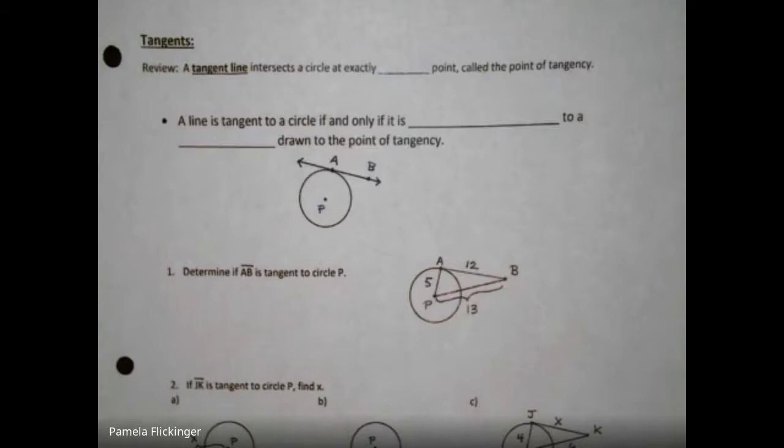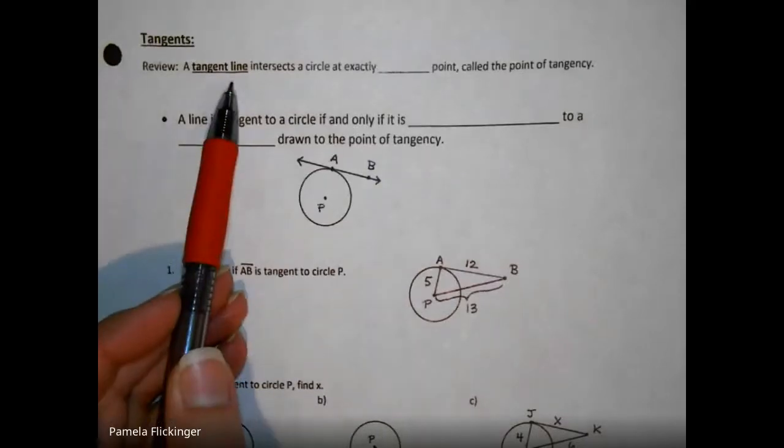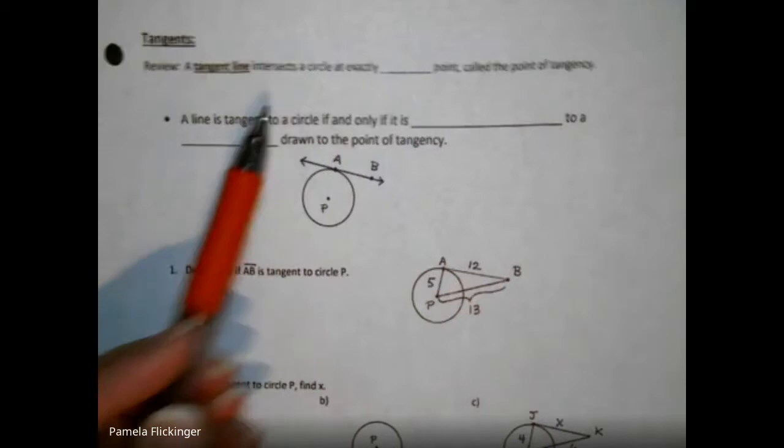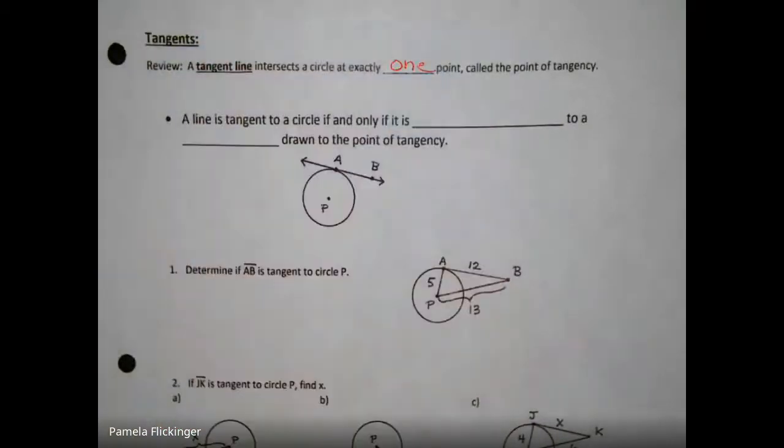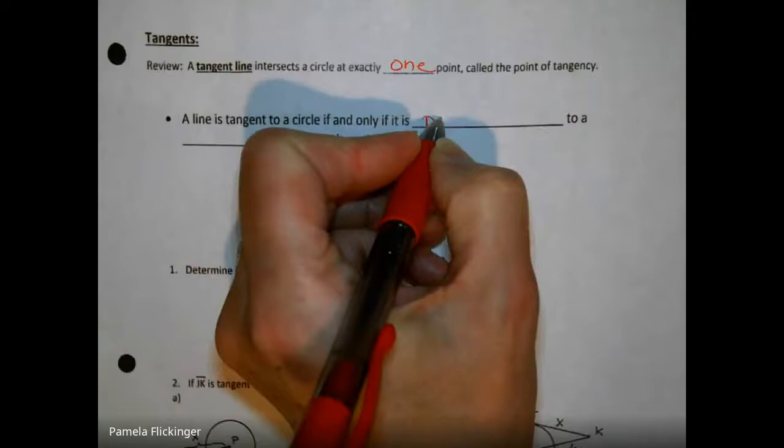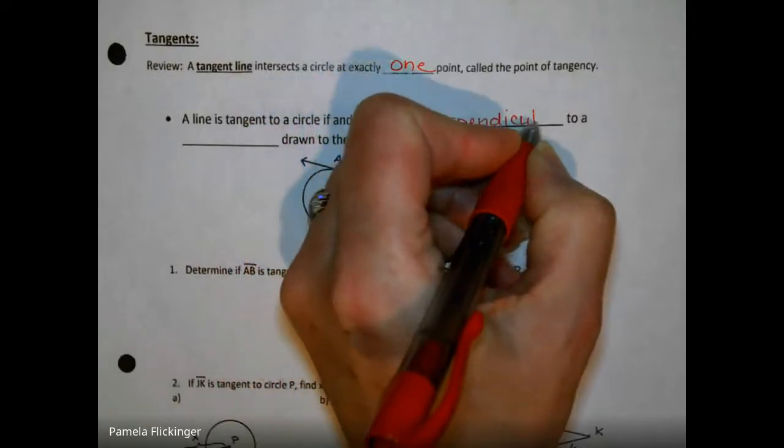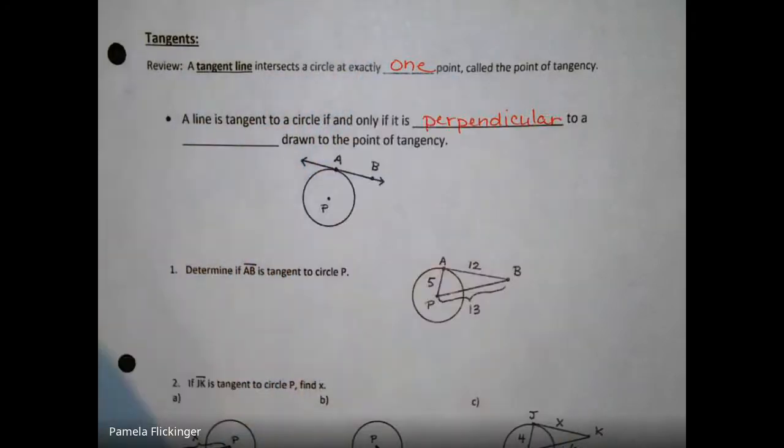So today we're going to look more into tangents and tangent lines and the properties that go along with those. Quick review: a tangent line is a line that intersects a circle at exactly one point, and that point is called the point of tangency. We have a rule that says a line will be tangent to a circle if and only if it is perpendicular to a radius drawn to the point of tangency.